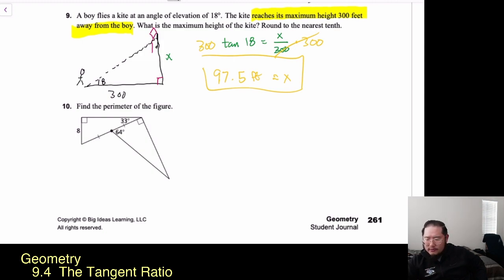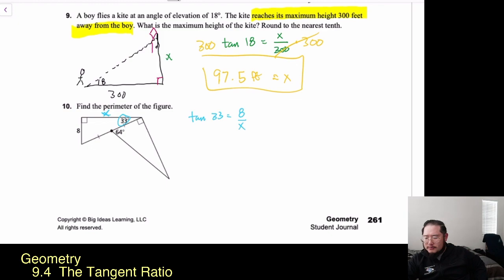We have, start the triangle at the top, 33 degrees, right? We got to set this up. I'll say tangent of 33 is equal to opposite over adjacent. So adjacent would be up here. I'll put an X so we can figure out what that side happens to be. Okay?